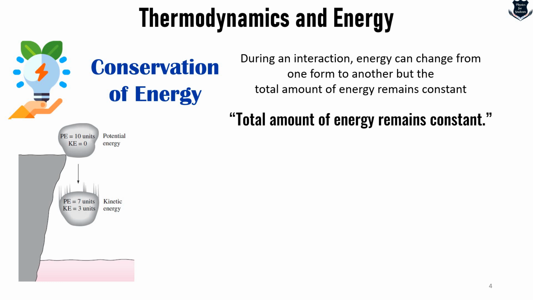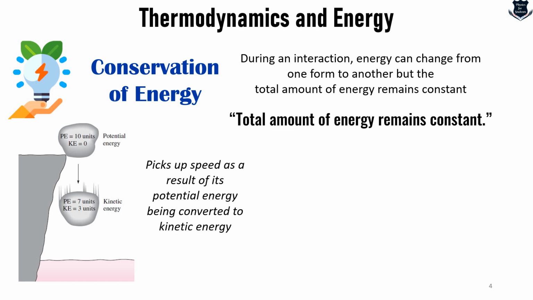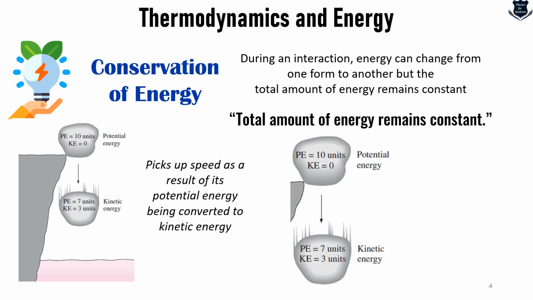So here is a demonstration: a rock falling off a cliff, for example, picks up speed, and as a result its potential energy is converted into kinetic energy. As you can see here, the potential energy was 10 units, it goes to 7 units, and the kinetic energy, which was 0, goes to 3 units.